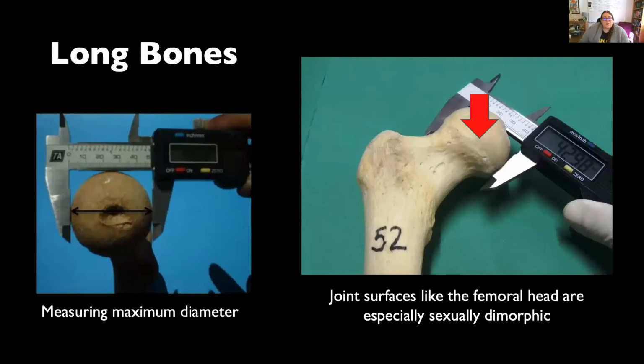And finally, we have also sex estimation using long bones, especially measurements of the long bones of the limbs. So how this works is that joint surfaces, like the head of the femur here, indicated by the arrow, are sexually dimorphic. Males tend to have much larger joints than females. And we can take measures of this area, like the maximum diameter, to help us quantify these differences and estimate sex using skeletons with known sex. And this can be done for other joints as well.